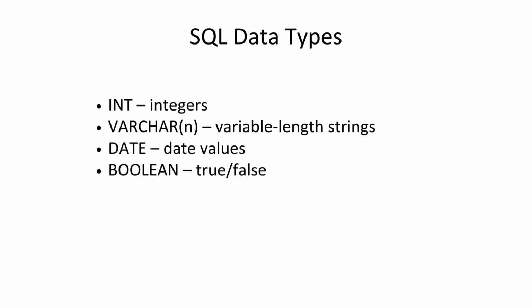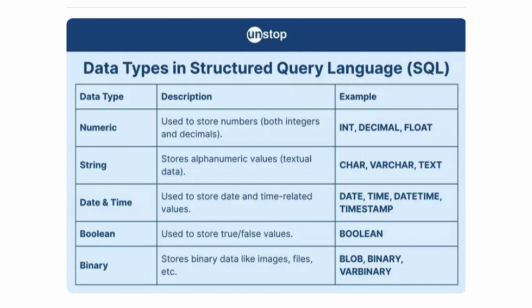SQL data types. SQL uses data types to define what kind of data can go in each column. Some key types include INTEGER for whole numbers, VARCHAR(n) for strings with a max length, DATE for date values, and BOOLEAN for true or false. When you create a table or insert data, you need to make sure the value types match these definitions. Understanding data types helps prevent errors and ensures accurate storage.